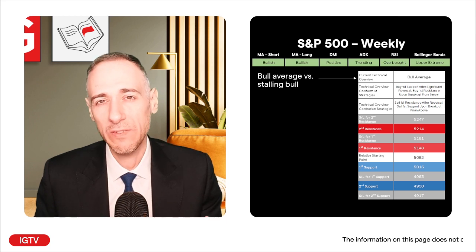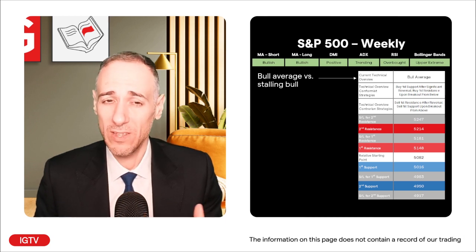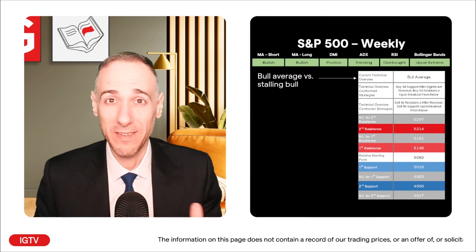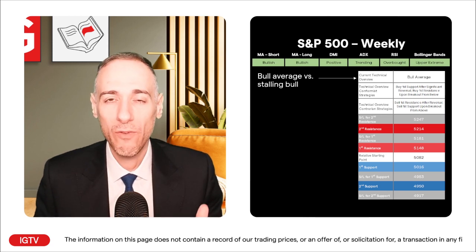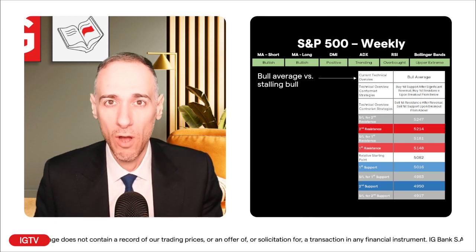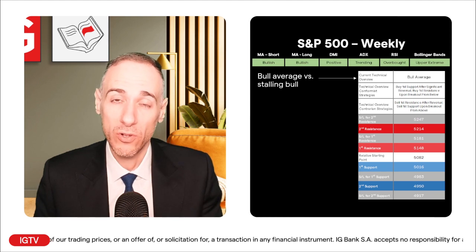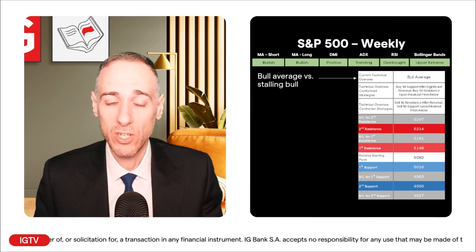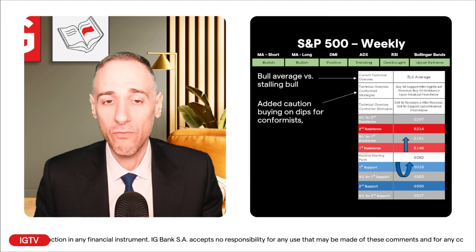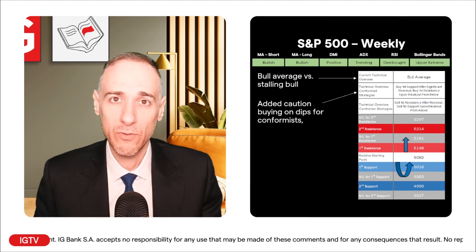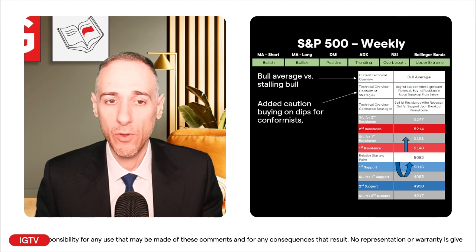In the past, this would have been classified a bit more of a stalling bull. Not in the sense that price can't make higher highs. It clearly has been able to do so. It's a matter of how much follow through does it offer intra-week in order to give conformist breakouts the advantage. But speaking of the conformists, in this case, what exactly is going to be the difference between a bull average versus a stalling bull overview?